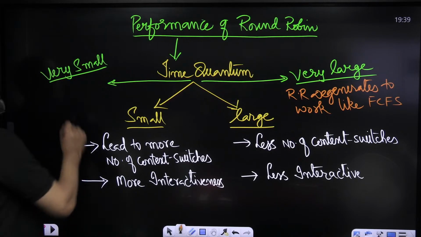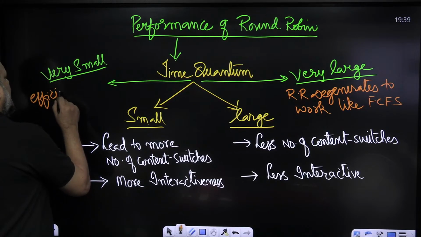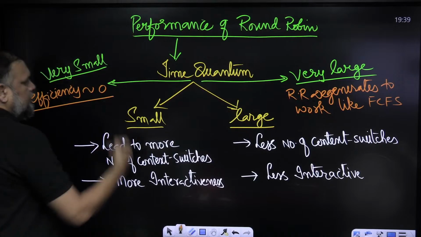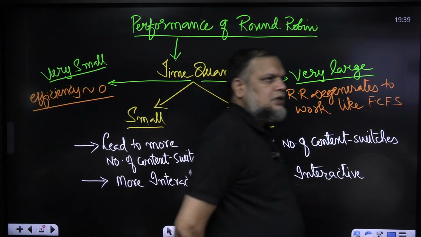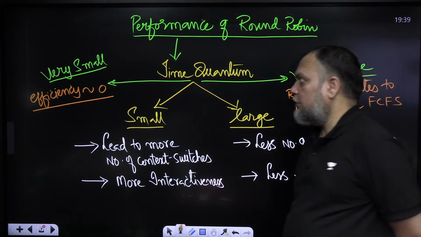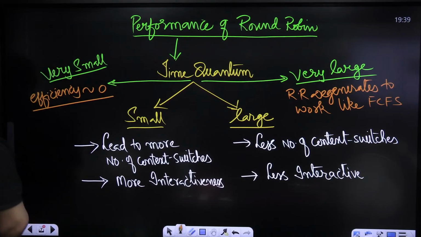And when the time quantum is very small, efficiency of the system, because most of the time we will be doing context switching, so therefore efficiency tends to become nearly zero. Efficiency tends to become nearing zero when the time quantum is very small. So boys and girls, this is the performance of round robin scheduling.